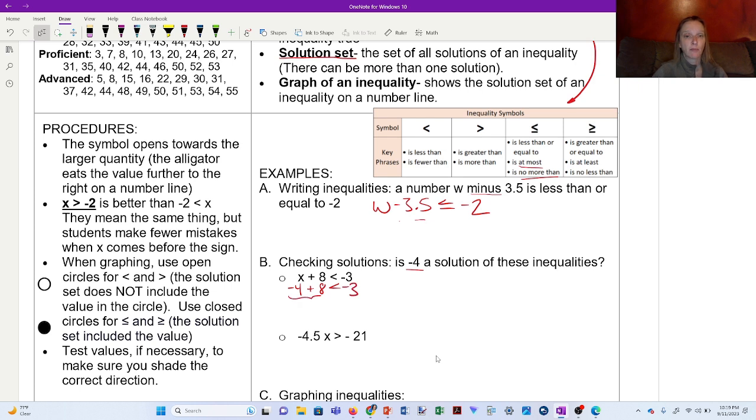Well, negative 4 plus 8 is positive 4, and so we end up with the sentence 4 is less than negative 3. Once you have a directly comparable situation like this, you ask yourself, is this sentence true? This sentence is not true. 4 is not less than negative 3. So we'll put a line through that because it's not true. And because it's not true, then we know that negative 4 is not a solution for this inequality.